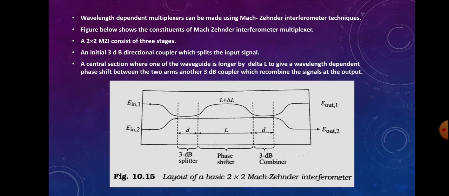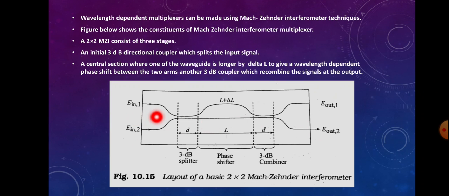That means wavelength dependent multiplexers can be made using Mach Zehnder interferometer techniques, and the figure shows the constituents of the Mach Zehnder interferometer multiplexer. Here you can see that it represents a 2x2 MZI, that is, a 2x2 Mach Zehnder interferometer multiplexer. 2x2 means there are two input lines and two output lines.